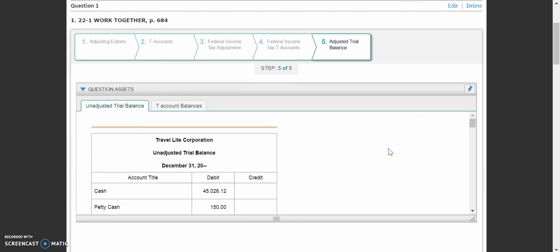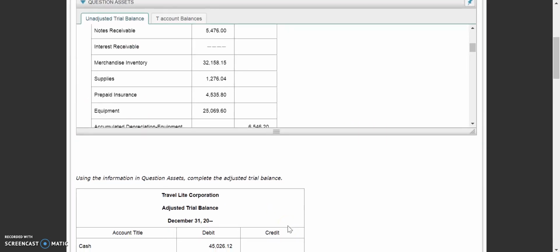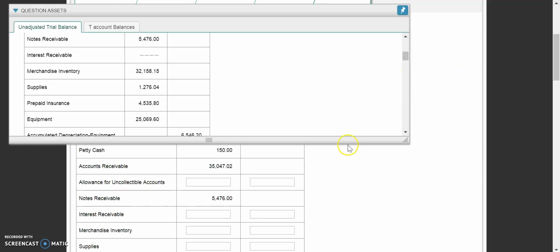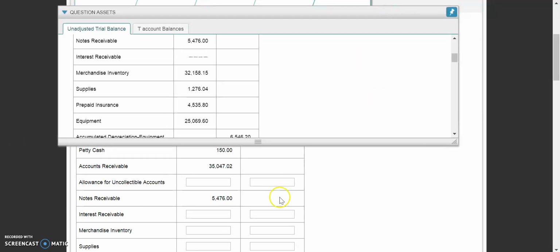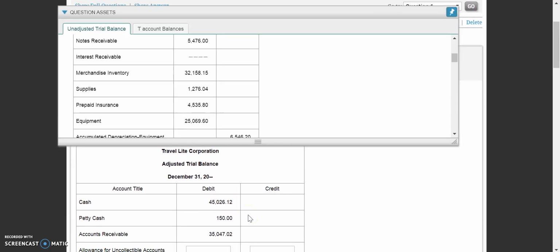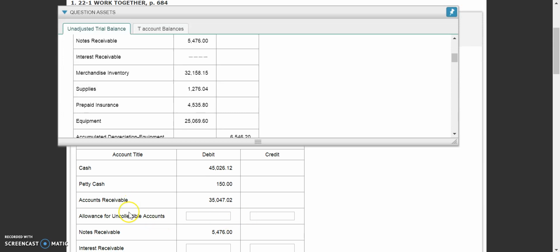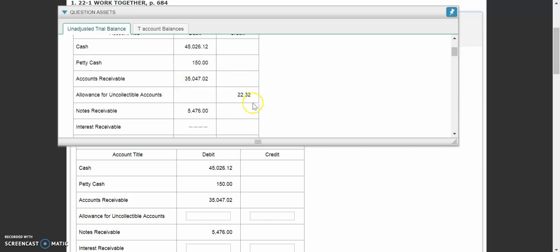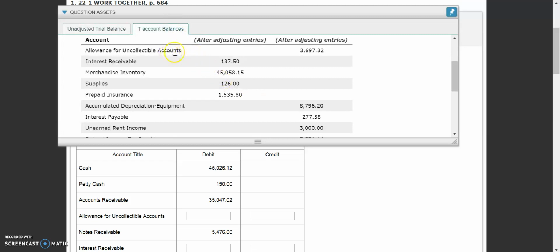So what we end up doing here is updating all of our accounts with the correct information. So it says using the information in question assets, we want to complete our adjusted trial balance. So I'm just going to make this happen so it's a little bit easier for us to see. And so they have some parts of our adjusted trial balance already filled in and some they've left blank. So let's look at our allowance for uncollectible accounts to start with. On our unadjusted trial balance, our allowance for uncollectible accounts was $22.32. But remember, when we check out our T account balances, our updated amount is this $3,697.32.